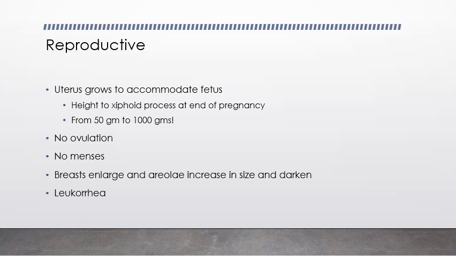Also, the breasts enlarge, the areolae increase in size, and they darken. The breasts can also get tender, especially in the first trimester, the first 3 months. And women also will experience leukorrhea. Leuko meaning white, and rhea is a discharge. So a whitish discharge from the vagina. It's mucus that the cervix secretes.